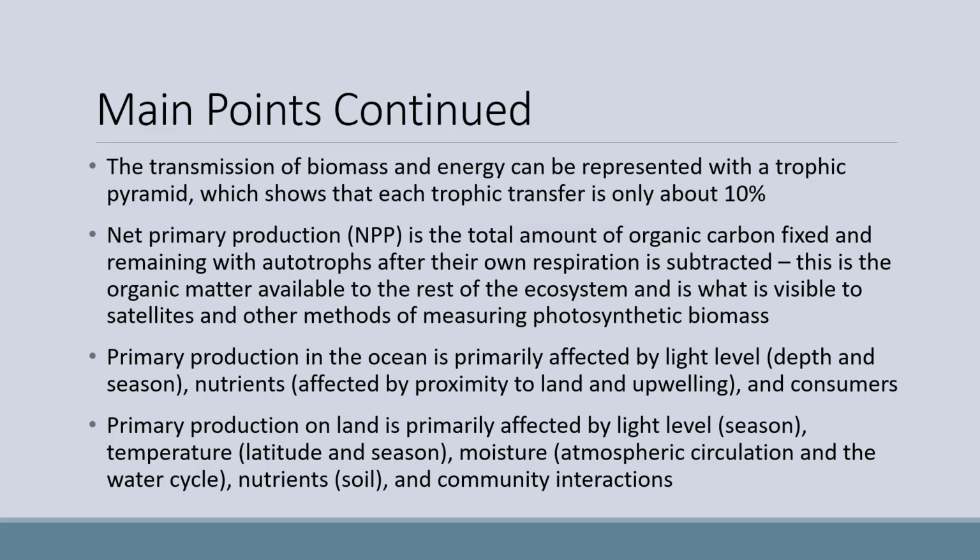Net primary production, also known as NPP, is the total amount of organic carbon fixed and remaining with autotrophs after their own respiration is subtracted. This is the organic matter available to the rest of the ecosystem and is what is visible to satellites and other methods of measuring photosynthetic biomass. Primary production in the ocean is primarily affected by light level, which is affected by depth and season, nutrients, which is affected by proximity to land and upwelling, and consumers.